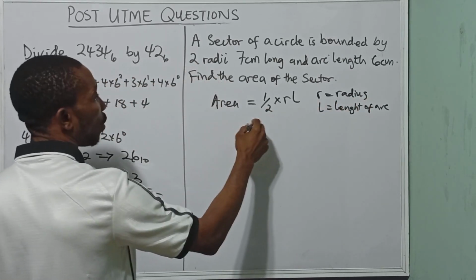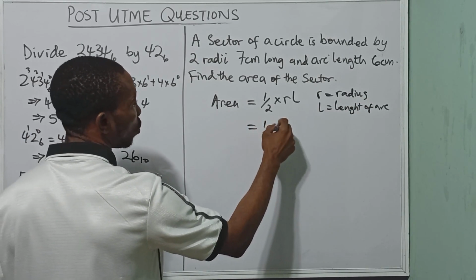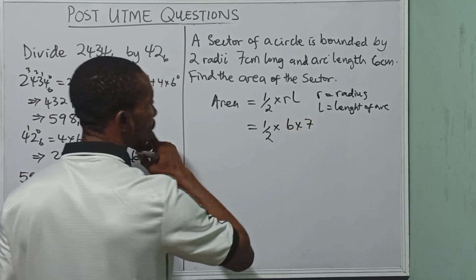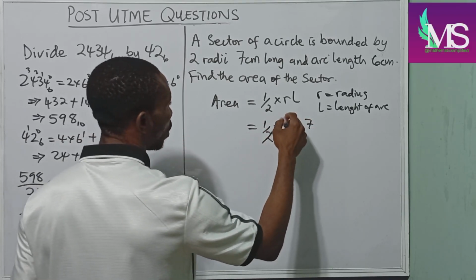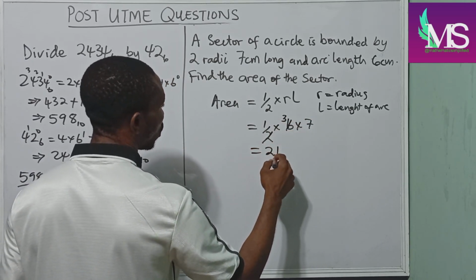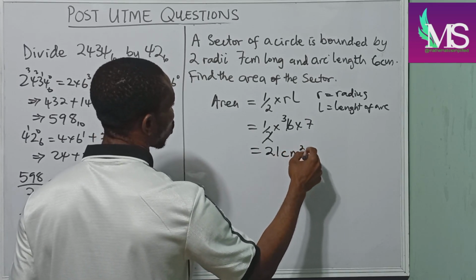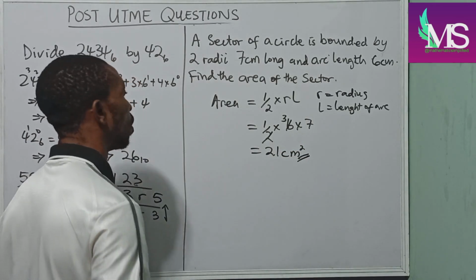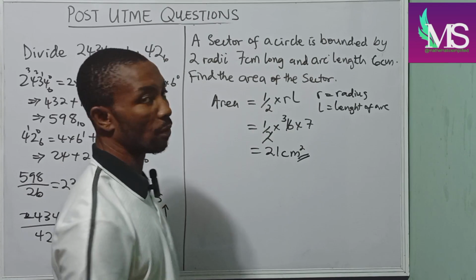So here we have 1 over 2 times 6 times 7. 2 here 1, 2 here 3. So 7 times 3 will give us 21 centimeter square. So the area of our sector will be 21 centimeter square.